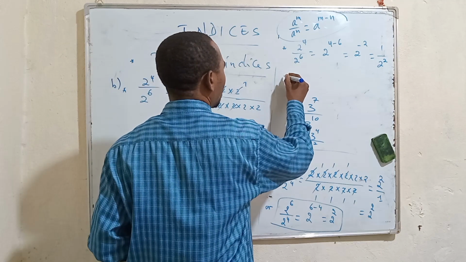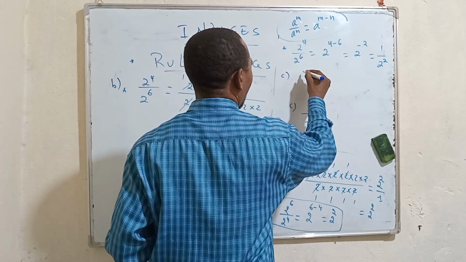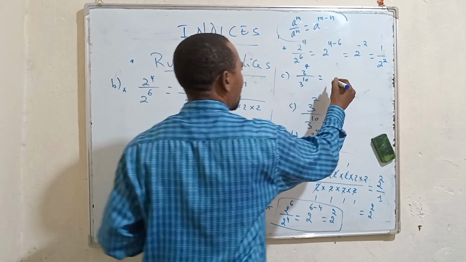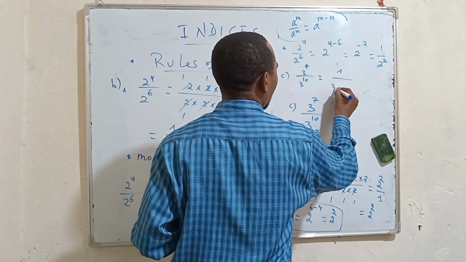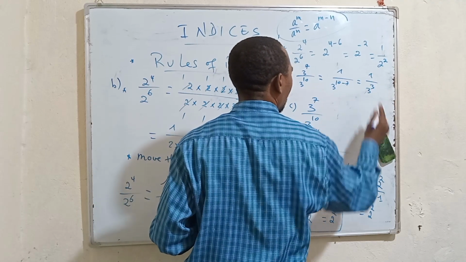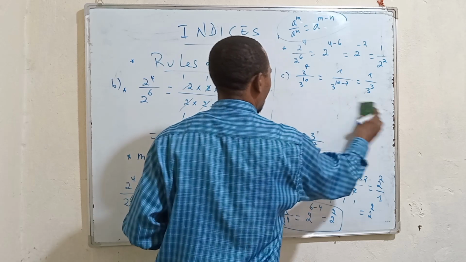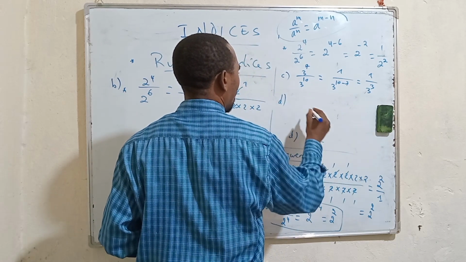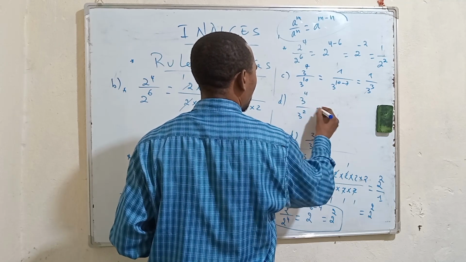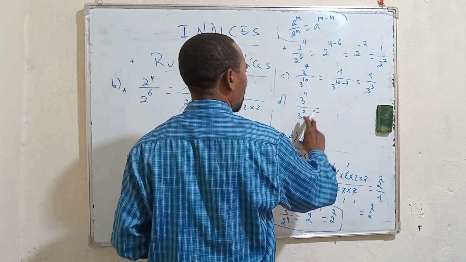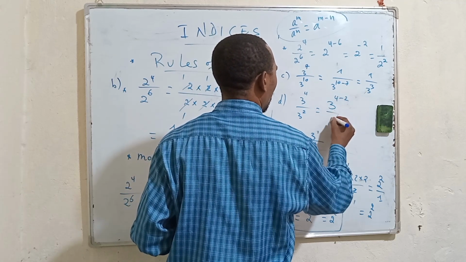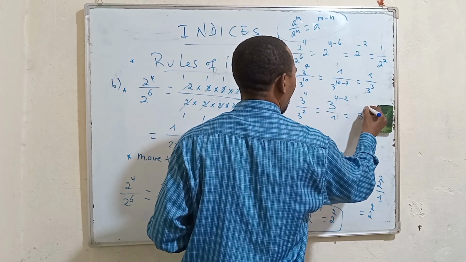See, when you have 3 power 7 over 3 power 10, simply this will be 1 over 3 power 10 minus 7, which is 3 power 3. Then, in the last one, 3 power 4 over 3 power 2. 2 is smaller than 4, I'll move it to the numerator. I get 3 power 4 minus 2 over 1, which is 3 power 2.